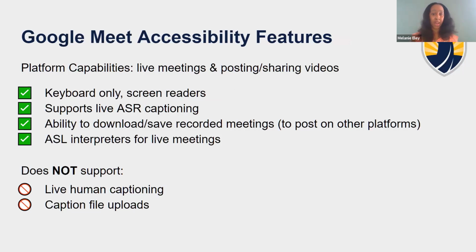So Google Meet, it's keyboard accessible and screen reader accessible. It also supports live ASR captioning. You can download and save recorded meetings as well, and you can include an ASL interpreter into your live meetings. It does not currently support live human captioning, and also you're not able to upload caption files if you're looking to post or share a meeting later.